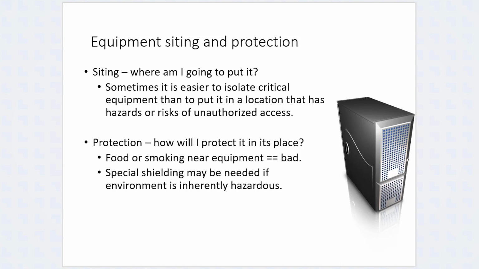So for example, you may have rules around food or smoking near equipment. You don't want that. You may have special shielding if the environment is inherently dangerous. Shielding the equipment, locking the equipment, preventing people from going in are all methods of protecting equipment.